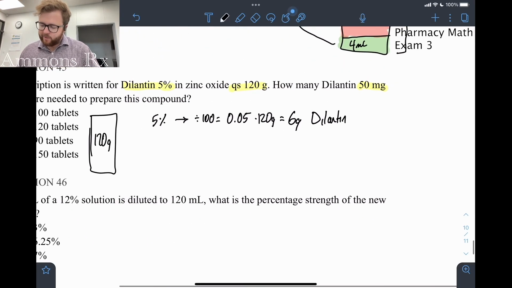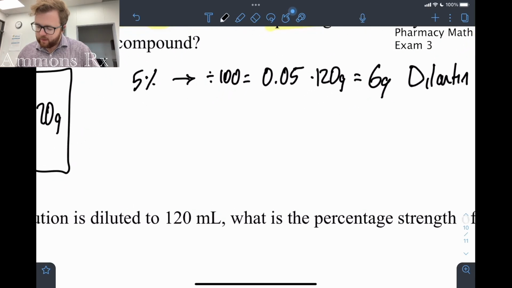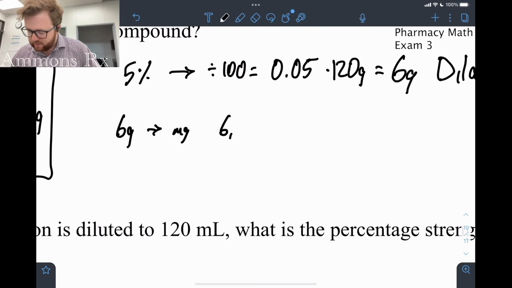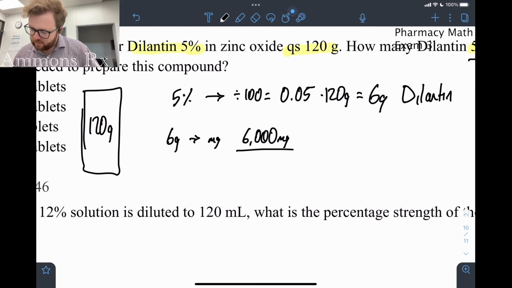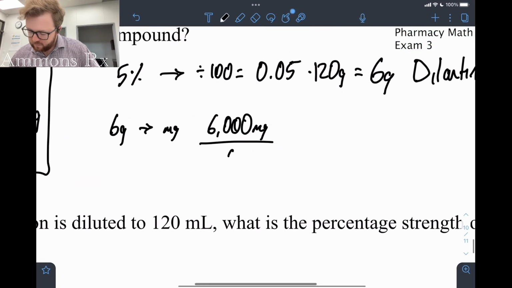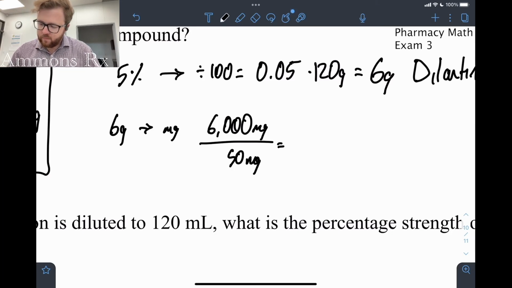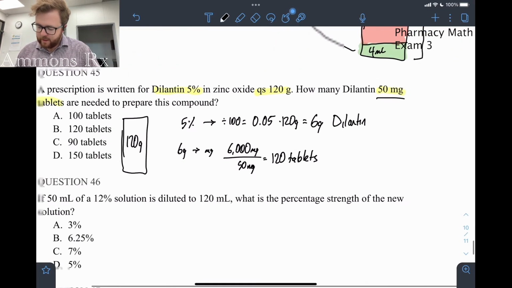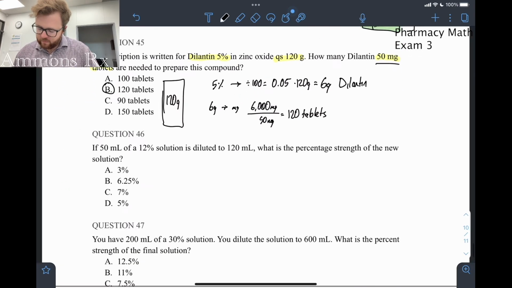So you need 6 grams of Dilantin, but your tablets are measured in 50 milligrams. So we convert our 6 grams into milligrams, which is 6,000, and divide by 50. You should end up with 120.